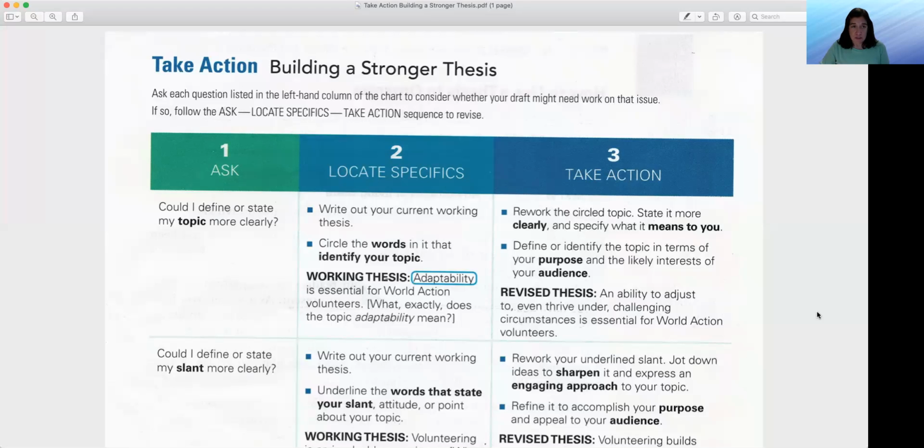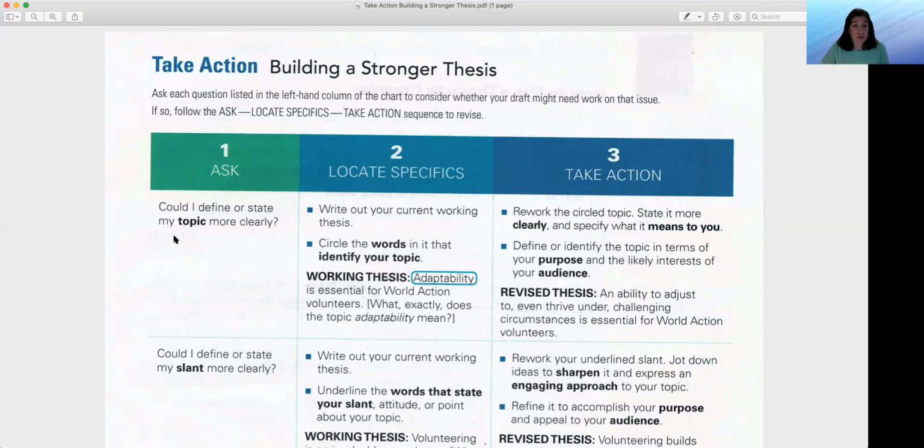The way this works is you ask each question listed in the left-hand column of the chart to consider whether your draft might need work on that issue. If so, follow the ask, locate specifics, and take action sequence to revise. They have some examples, and then I'm going to show you an example as well. So we start out with ask.